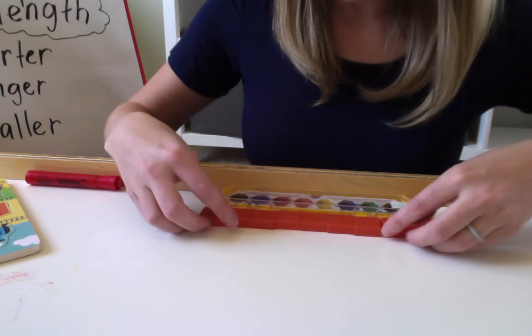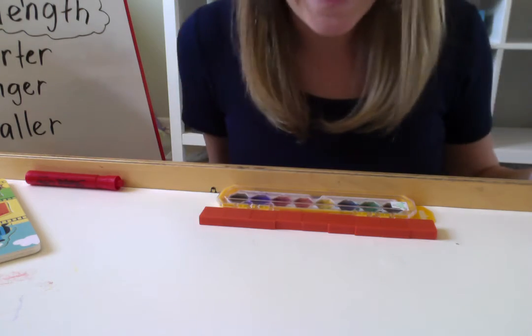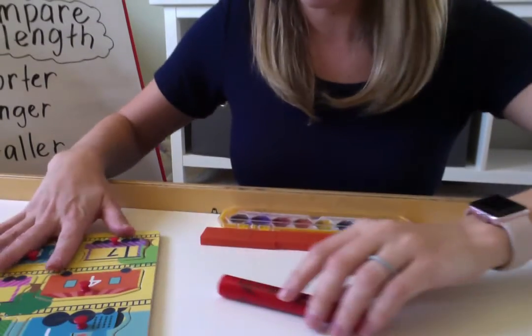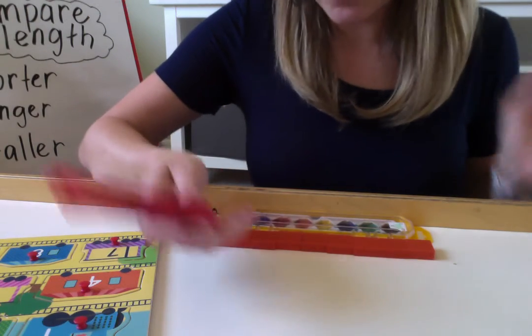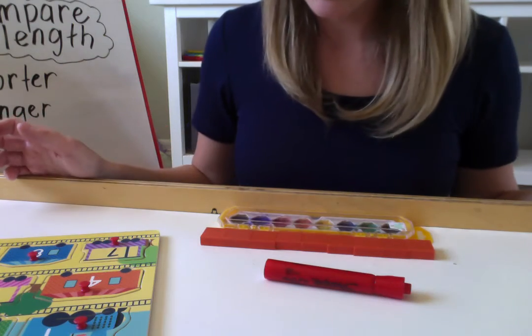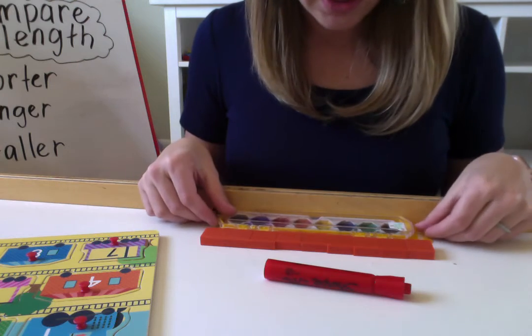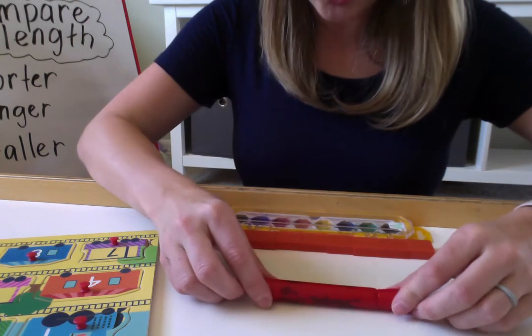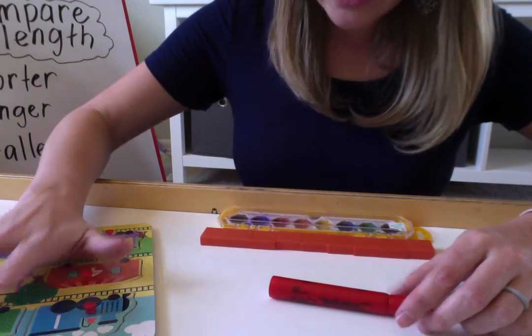All right, so the marker was 5. The watercolors here is 9, and the puzzle was 11 and a half. So with these 3 objects that I have here, which of these 3 objects was the shortest? The marker was. The marker was the shortest because it only took 5 squares. Which of these objects was the longest? The puzzle was. And then our medium middle object was the watercolor. So we could say shorter or shortest. We could say longer, longest.